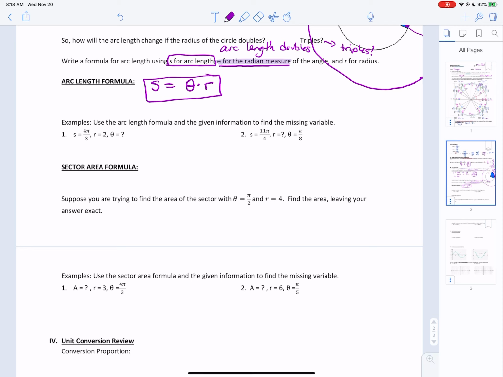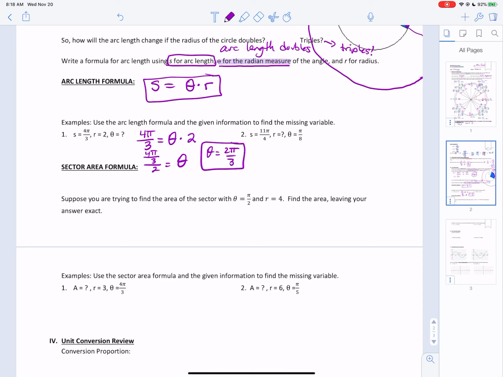So it's pretty straightforward. S is 4 pi over 3. Theta is what we're looking for, and R is your radius. So if I'm looking for the angle in this circle situation, you just need to divide both sides by 2. So you get 4 pi over 3 divided by 2 equals your theta. So that means theta is going to equal 2 pi over 3.